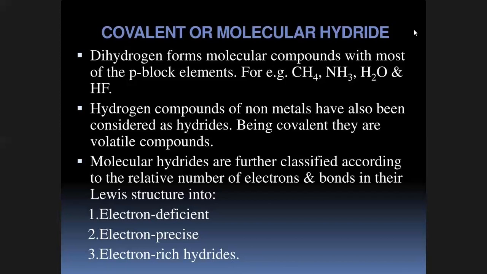Molecular hydrides are further classified according to the relative number of electrons and bonds in their Lewis structure. First one is electron deficient, second one is electron precise, and third one is electron rich hydrides. So on the basis of the presence of lone pairs of electrons and unpaired electrons, these are classified into three categories.